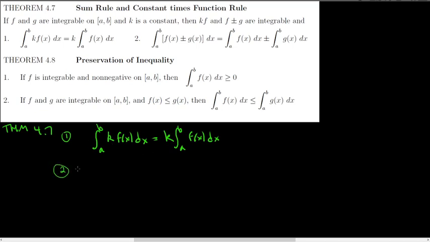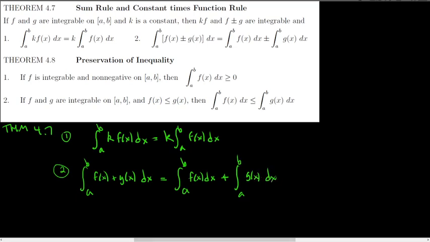Of course, you also have the sum rule. So if you have two functions, say f of x plus g of x, and you want to add them, f plus g, you get another function. What's that definite integral? Maybe not surprisingly, you can go from a to b of the function f, so find that area, and then add the area under g. So this is the sum rule. It's the sum rule for indefinite integrals, but it also works for definite integrals as well.